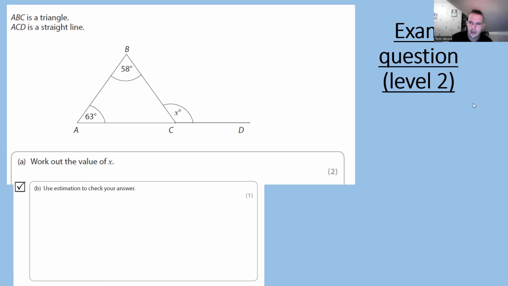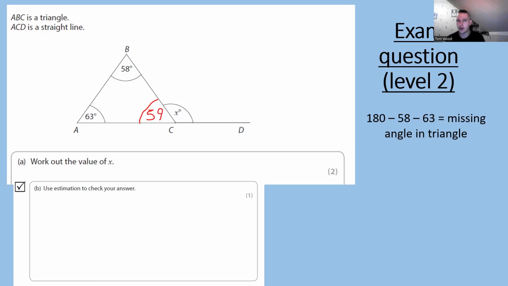So if I can go through this question then. What we're looking at first of all is we need to find the missing angle inside the triangle. So I've got 180 degrees in my triangle ABC, and I need to work out what that missing angle is. If I take away 58 and 63, I'm left with that angle. So that tells me that that angle there is 59 degrees.